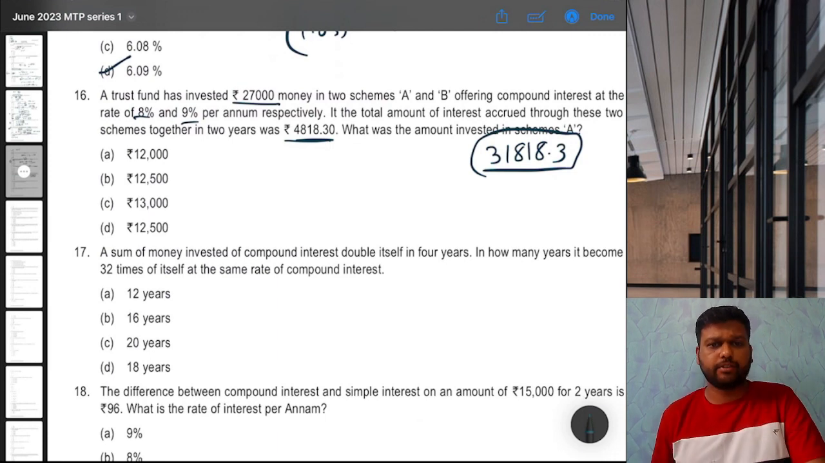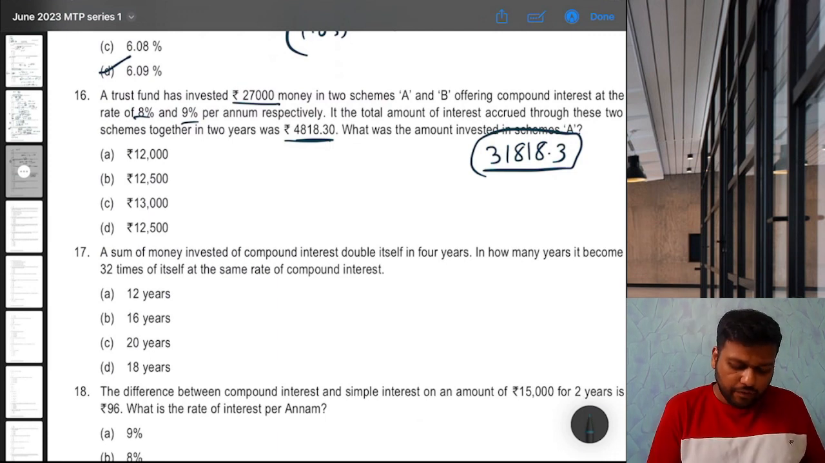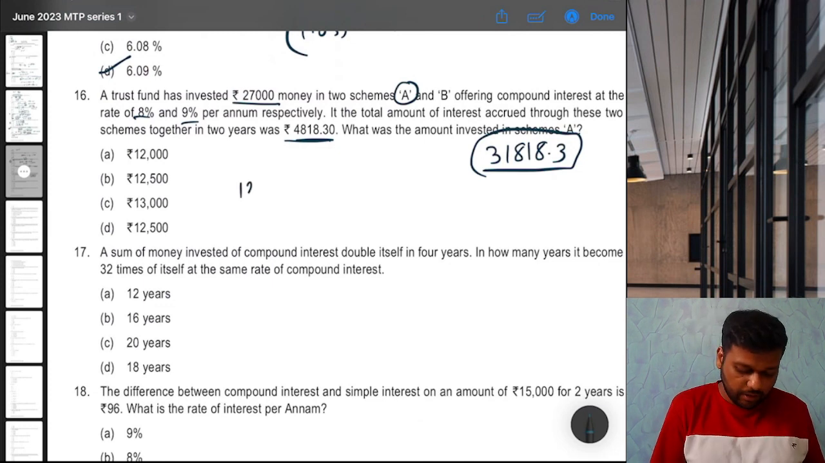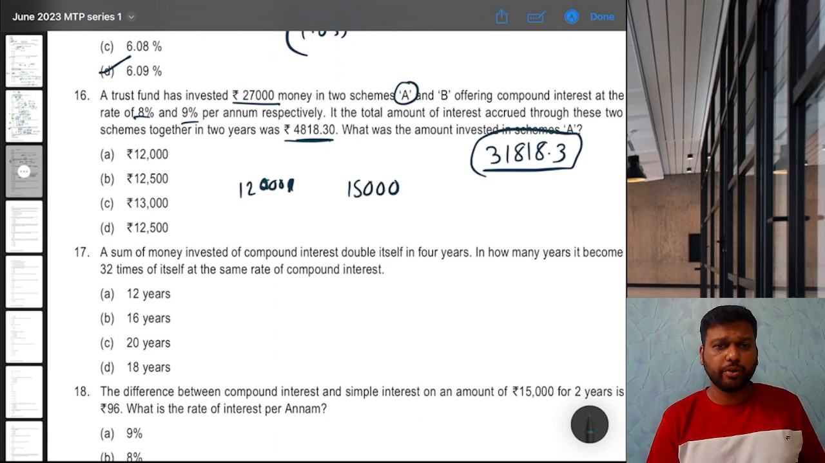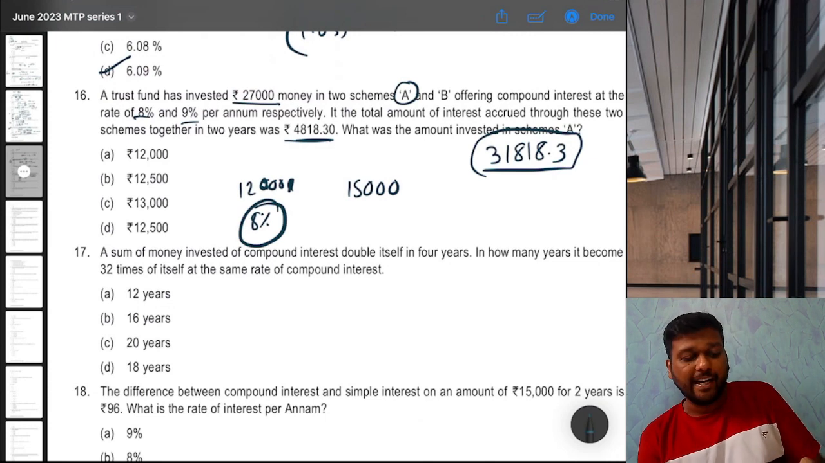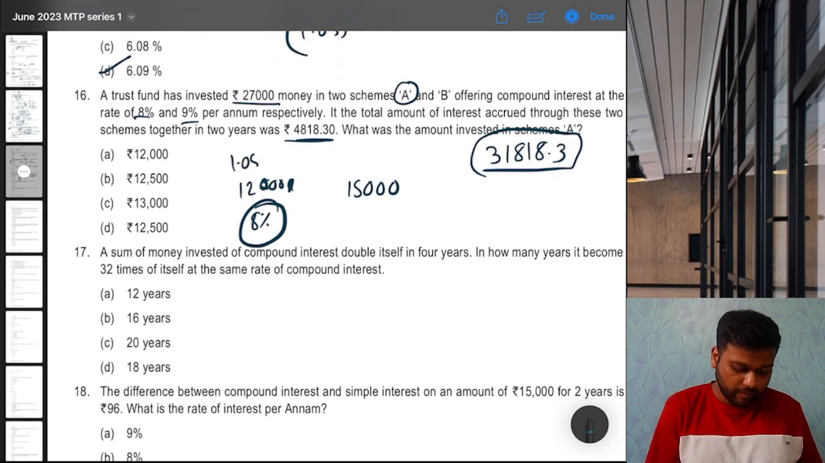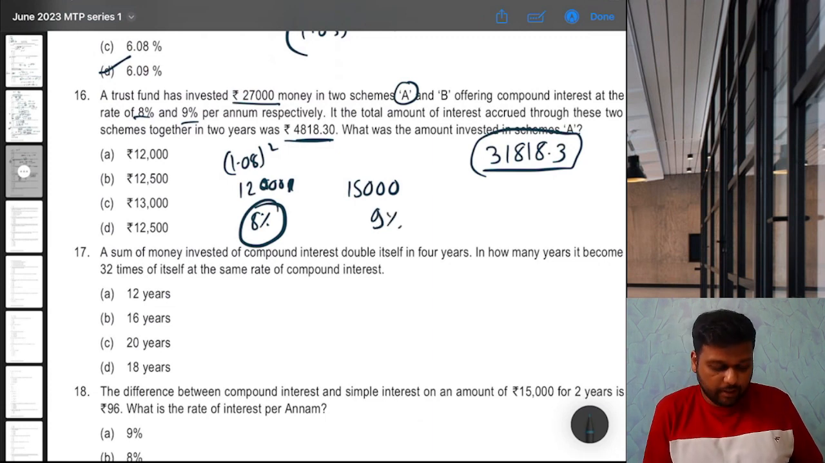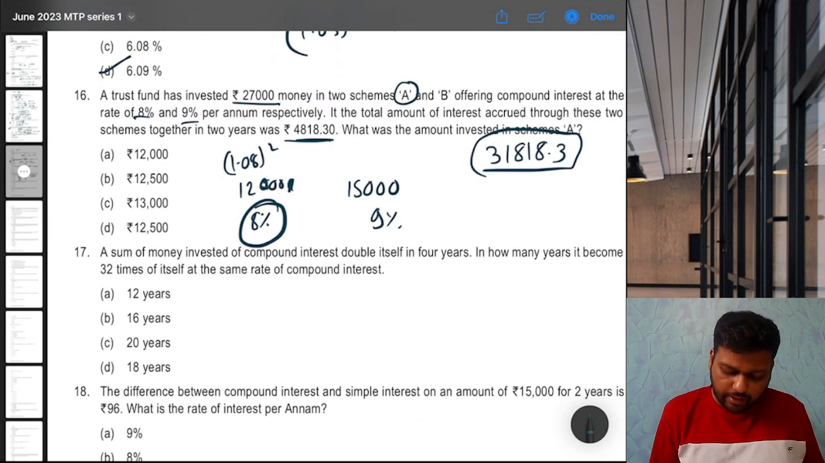Now let's go by options. If scheme A is 12,000, then the second scheme will be 27,000 total minus 12,000, that is 15,000. So 12,000 and 15,000. How do we find 2 years interest? First, the interest rate is 8%, so 1.08 into equal to, that is square, into 12,000 M plus. Second is 9%, so 1.09 into equal to into 15,000 M plus. If you press MRC, you get exactly this number.